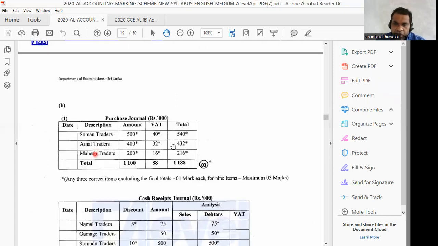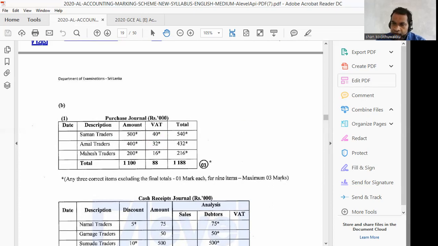Amal traders total 432. That is equal to 108 per net purchases plus VAT, input VAT. It is equal to 110. Then divide by 110 and multiply by 100. That is 400. Then the balance will be equal to 10%. That is 32.